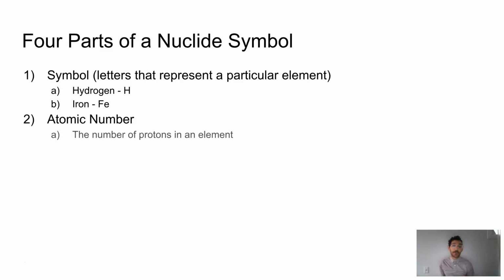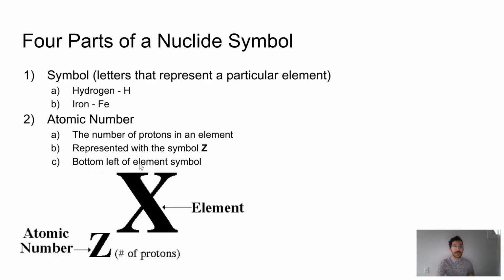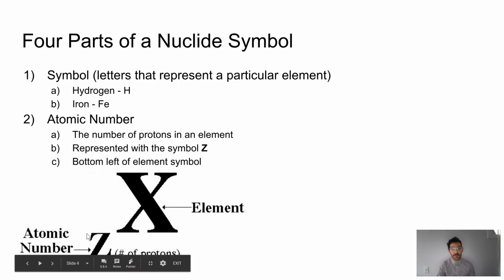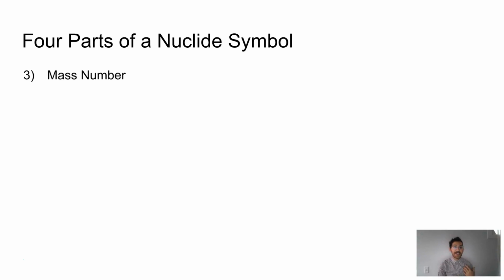And then the atomic number is important too. If we know the symbol, we know what element we're talking about, and therefore we know the atomic number, because what element we have is determined by the number of protons. Sometimes people use the symbol capital Z to represent atomic number. This is going to be found in our nuclide symbol at the bottom left of the symbol itself. So we'll put our symbol real nice and big, and then our atomic number will live as a subscript, below script, on the left side. Nifty.